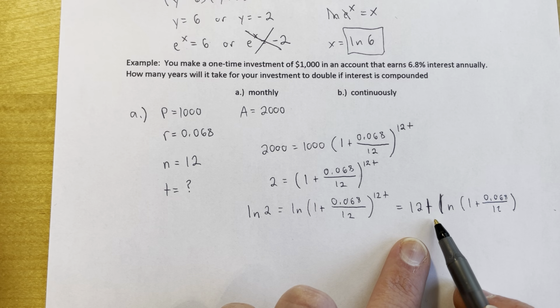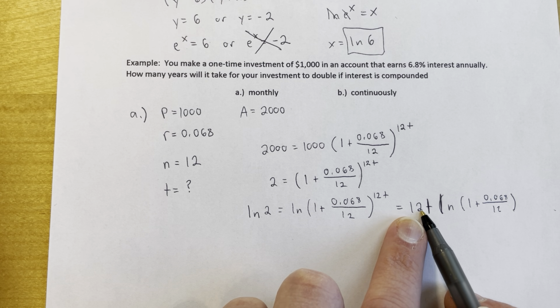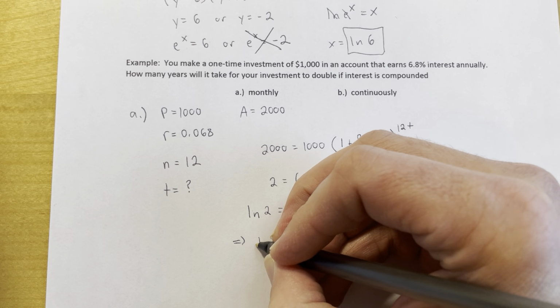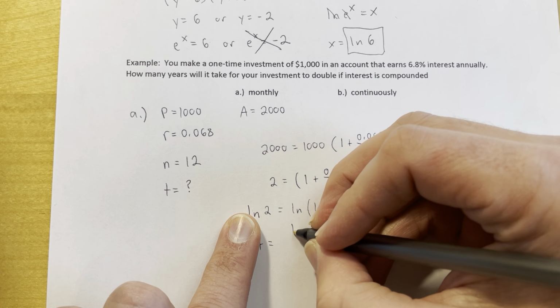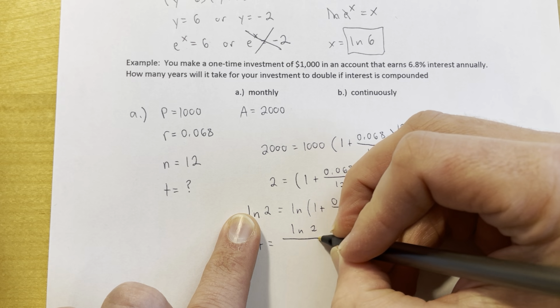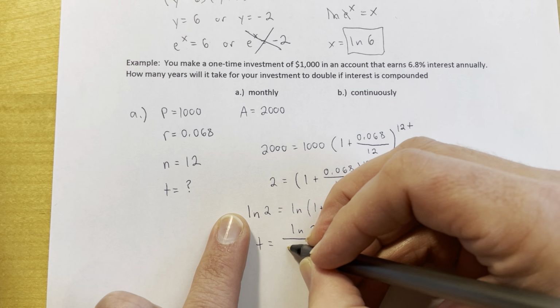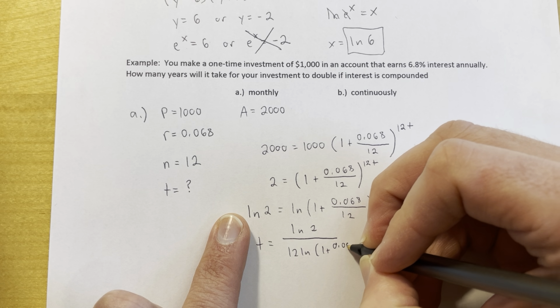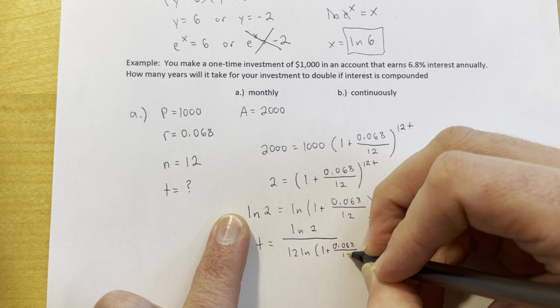Okay, so to solve for t, I just need to divide by 12 and this natural logarithm. So what that gives me is t equals, we had a natural log of 2 on this side, over 12 times the natural log of 1 plus 0.068 over 12.